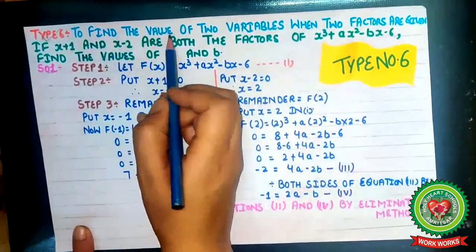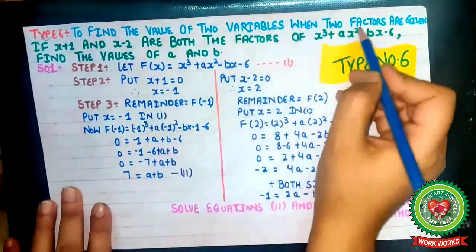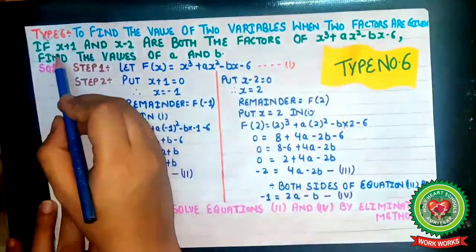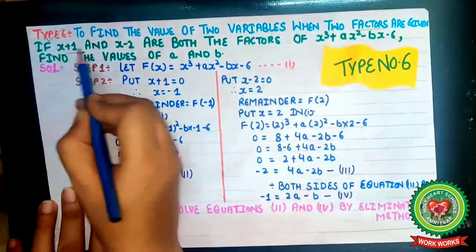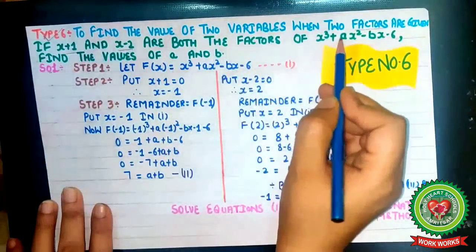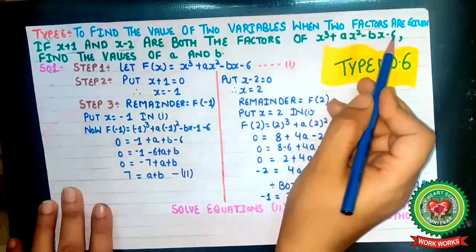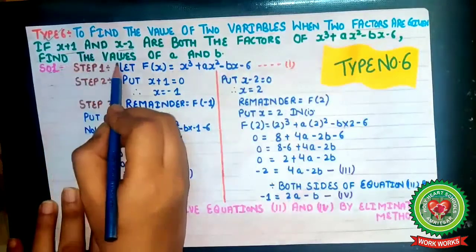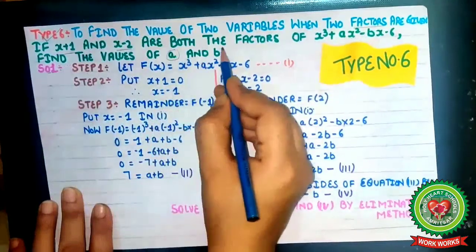Now we will use that elimination method in our type number 6. That is to find the value of two variables when two factors are given. Now statement is if x plus 1 and x minus 2 are both the factors of x cube plus ax square minus bx minus 6, then find the values of a and b.